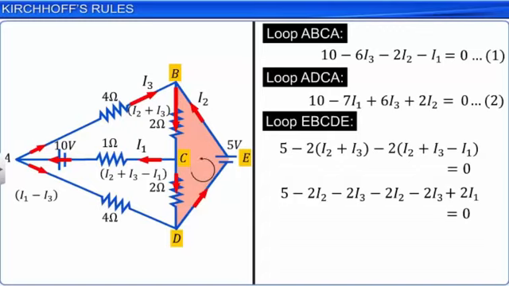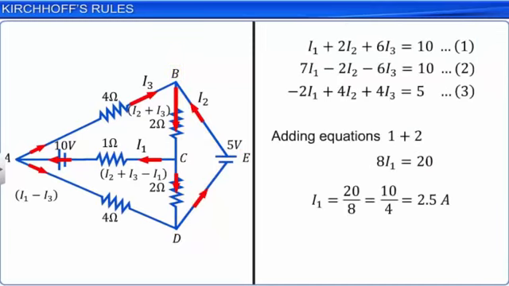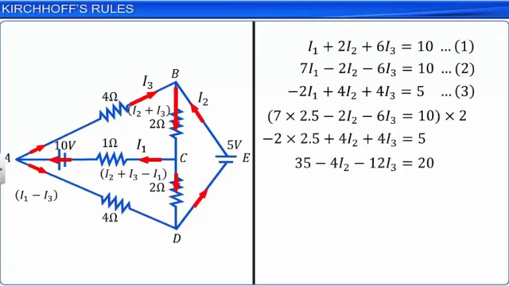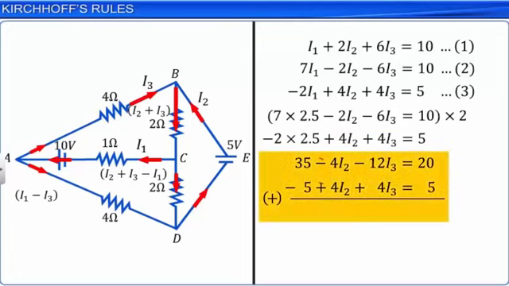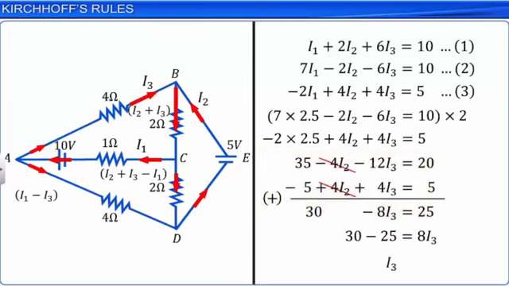We have so far obtained three simultaneous equations with three unknowns. On solving these three simultaneous equations, we get the values of the unknown currents as shown. Substituting these values, we get the current in the various branches as shown.